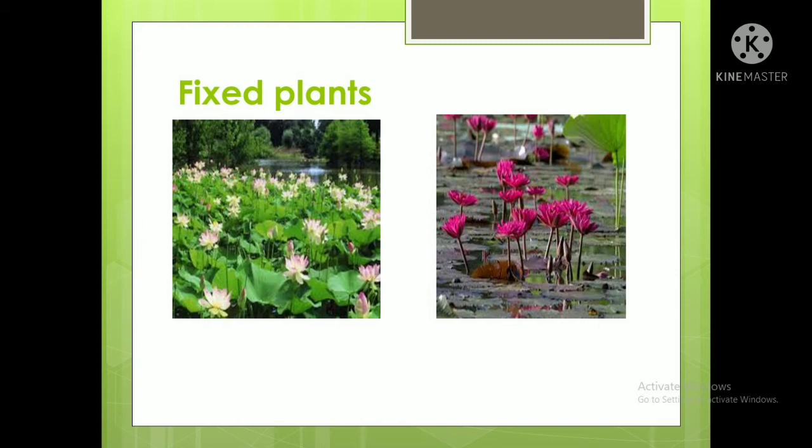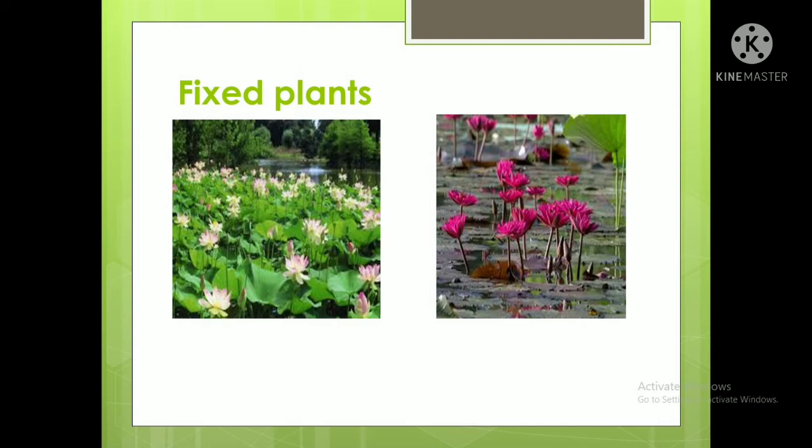Okay. These are what? First is the lotus and second is the water lily. Water lily and lotus have many colors. Okay, this is pink, I have shown you all. White is also there. So these roots are fixed to the bed of the pond, and they have long hollow stems, which are very light, and broad leaves, and they will float on the surface of the water. Okay, so these are the fixed plants.